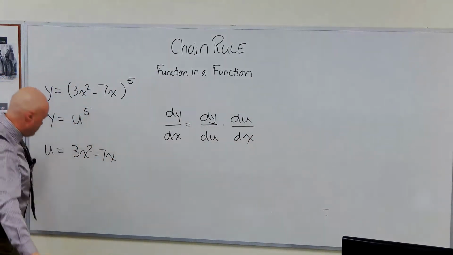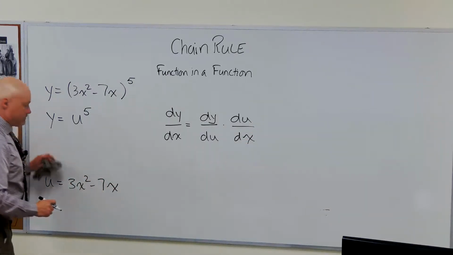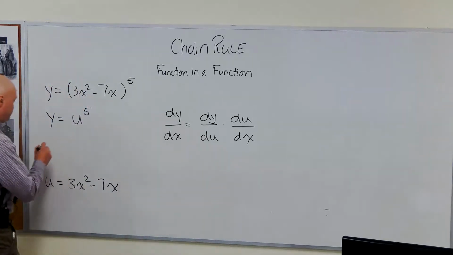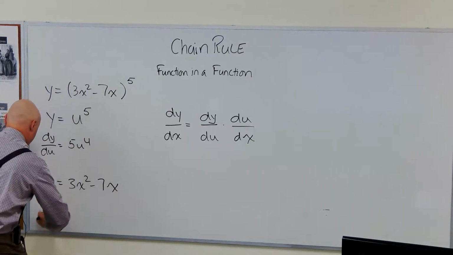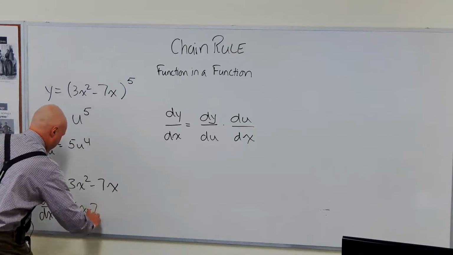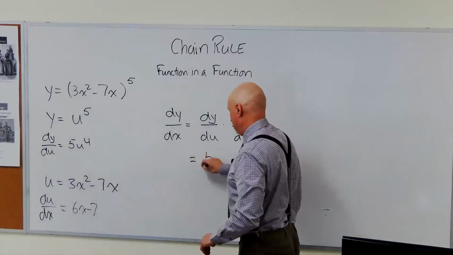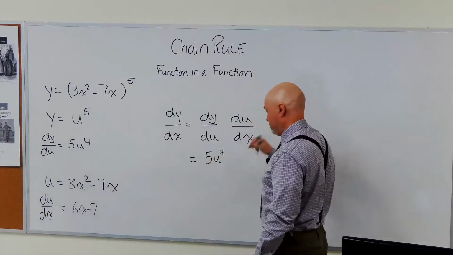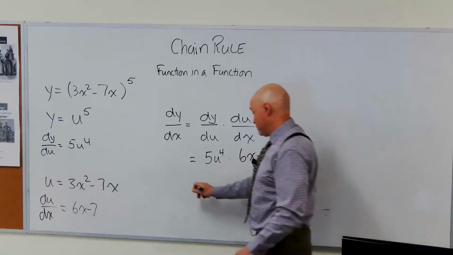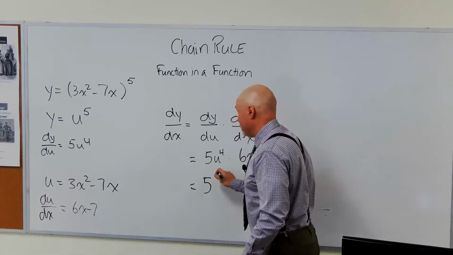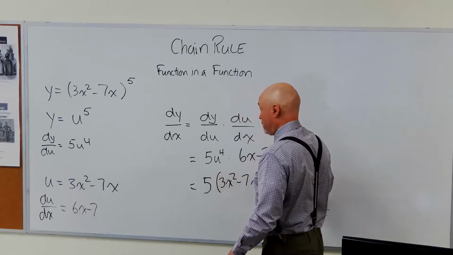Okay. So I'm going to move this down. It does not hurt to have a nice little stable where you do this off to the side. Okay. dy/du is 5u to the fourth. du/dx is 6x minus 7. I'm going to go over here and I'm just going to put in dy/du, 5u to the fourth, and then du/dx is 6x minus 7. But I'm going to remember that u is a function of x, and I'm going to substitute that back in, and this becomes 5 times (3x squared minus 7x) to the fourth.